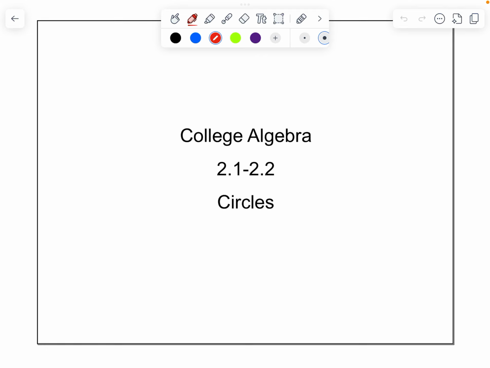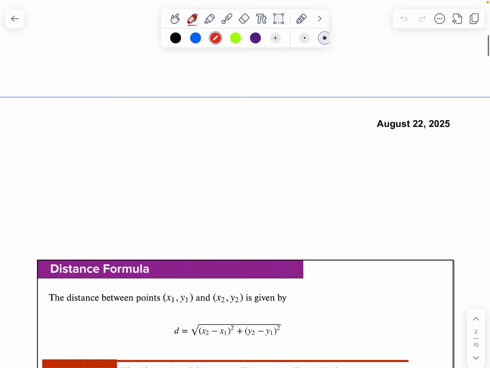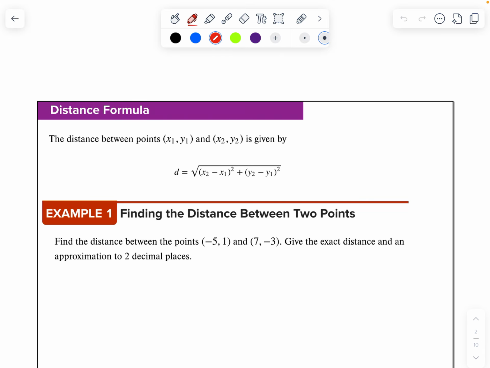Now that we know a little bit more about functions, we can talk about circles, and some of this stuff should start to look a little bit familiar to you. We're going to see a lot of formulas that should look familiar to you today. The first of those formulas is the distance formula.